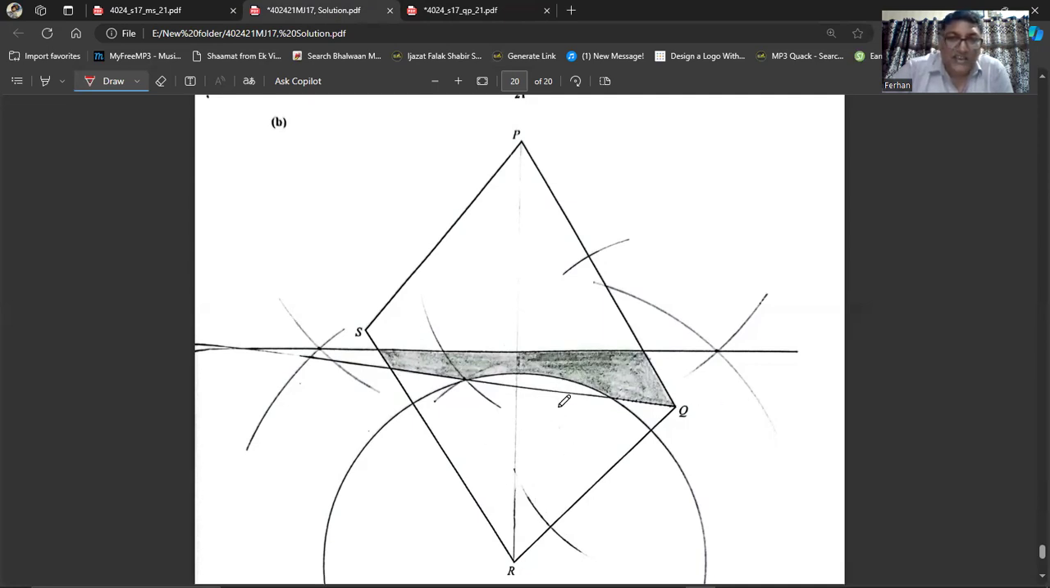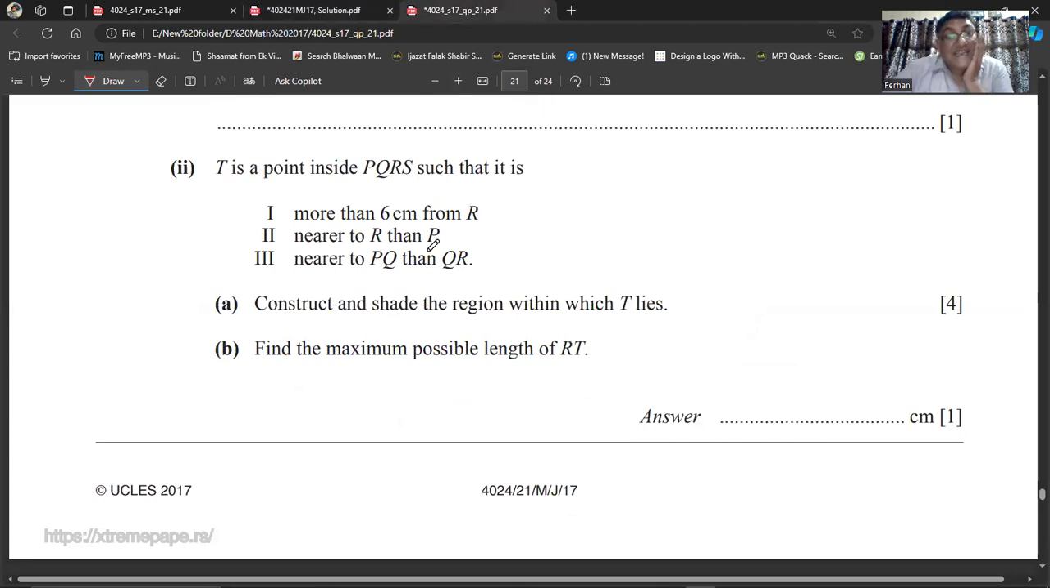If you remain here, you are nearer to the QR. If you remain here, you are nearer to the QP. But they said you have to remain nearer to the PQ. Okay. It says construct and shade the region within which the T lies.